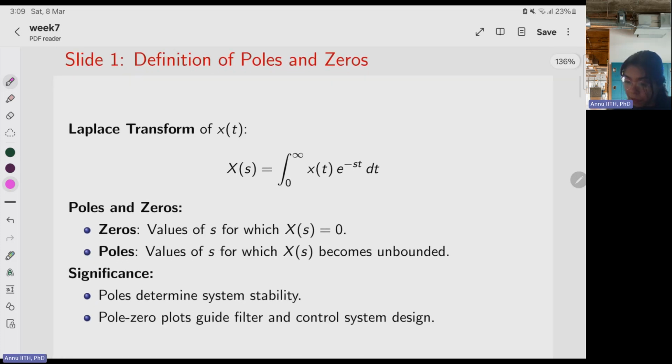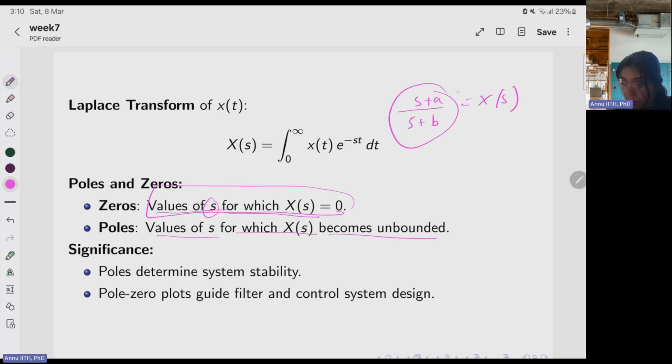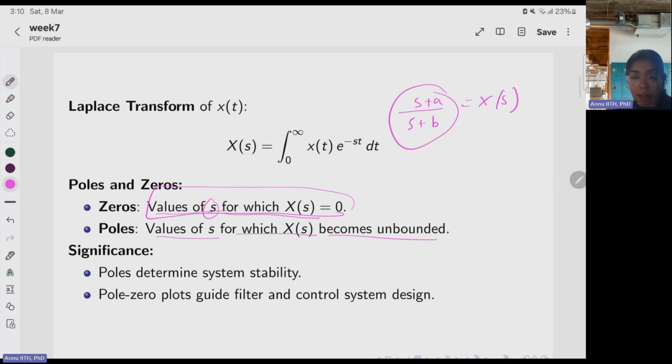Now we'll talk about the Laplace transform of x(t), with e^(-st). So poles and zeros: the values of s for which X(s) is equal to 0 are zeros. The values of s for which X(s) becomes unbounded are poles. Suppose you have X(s) = (s + a)/(s + b). What do you think the poles and zeros will be? As the definition says, for X(s) equal to 0, s + a = 0, so s = -a is the zero.